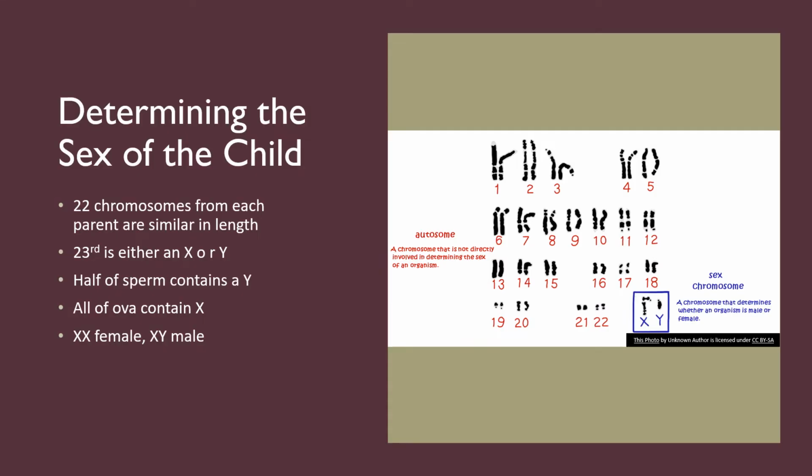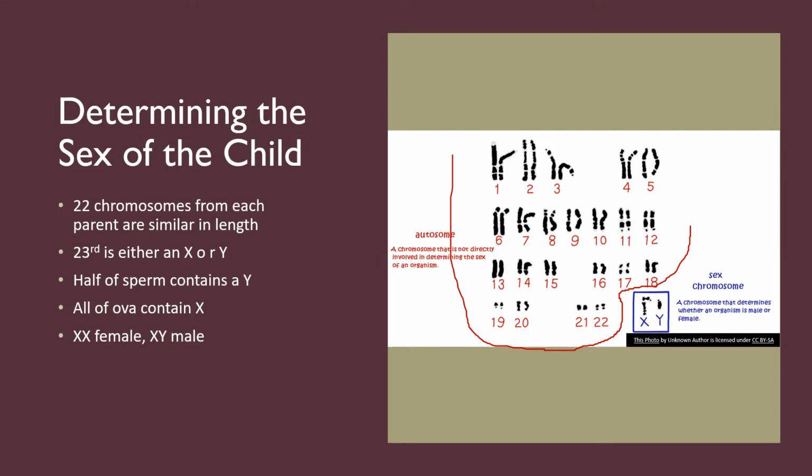So what determines the chromosomal sex of the child? We have 22 chromosomes from each parent. They are similar in length. If you're going to look at this image, this is the karyotype. So yung 1 to 22, these are the pairs of chromosomes, or sabi natin, these are the autosomes. Hindi sila yung mga sex chromosome.